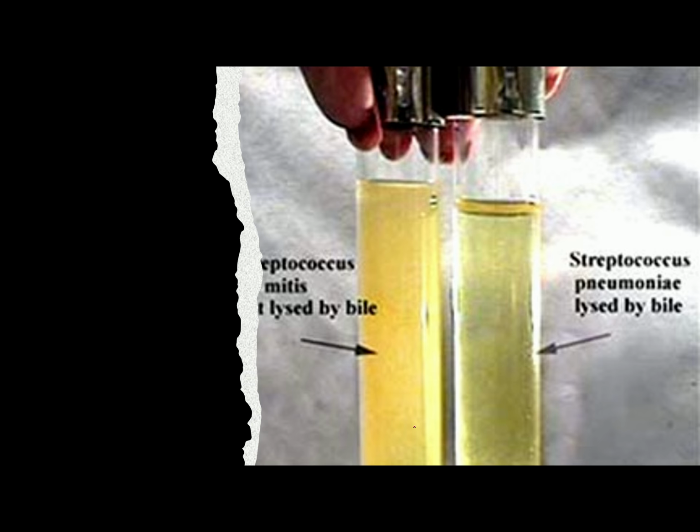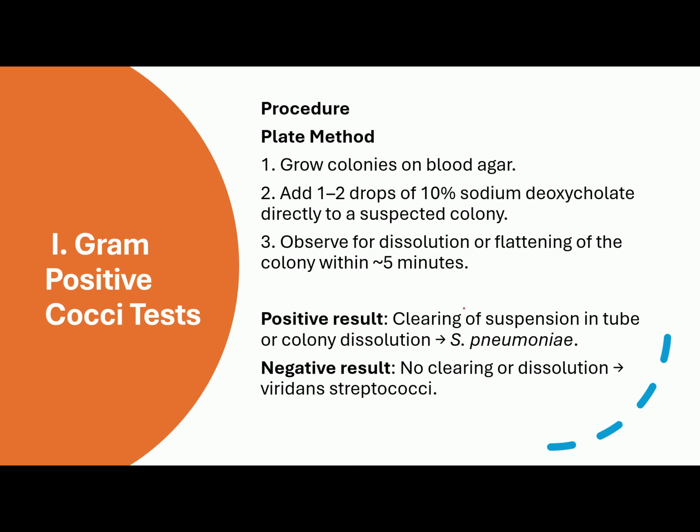So ito siya, class. If it's lysed by bile, yung solution nyo sa tube, it would become clear. So meaning the bacterial cells are destroyed or lysed by the bile salts, producing a clear solution. For the plate method, you're going to grow colonies on blood agar. Add 1 to 2 drops of 10% sodium deoxycholate. Then observe for dissolution or flattening of the colonies within 5 minutes. Positive result, clearing of suspension in tube or colony dissolution, S. pneumoniae. No clearing or dissolution, viridans strep.